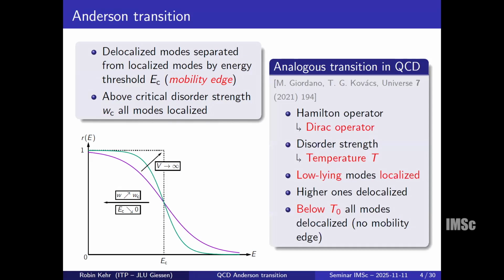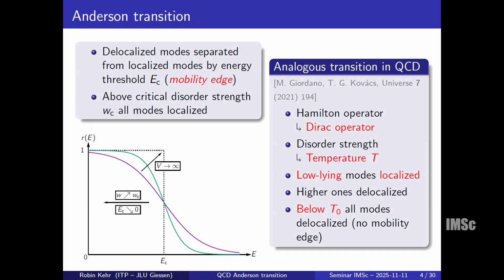So let's go back to QCD, which is what we want to talk about. Here we have an analogous transition. However, here we look at the eigenmodes of the Dirac operator, not of the Hamilton operator. Here the temperature takes over the role of the disorder strength. In addition to that, you have to invert this picture, so here the low-lying modes are localized and the higher ones are delocalized. And as you decrease the temperature below some temperature T0, which is the main quantity we are interested in in our work, all eigenmodes become delocalized.